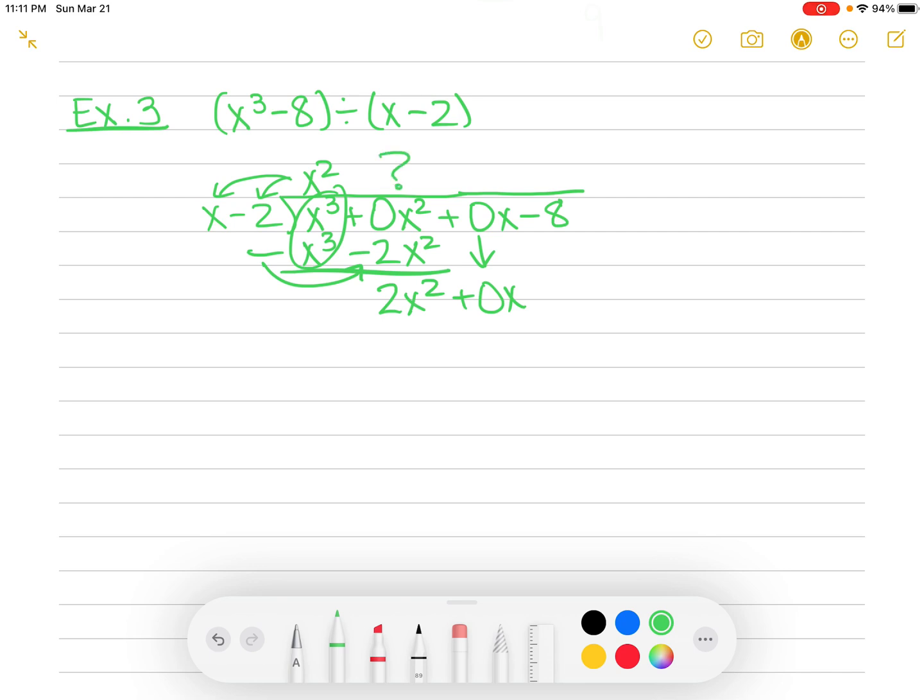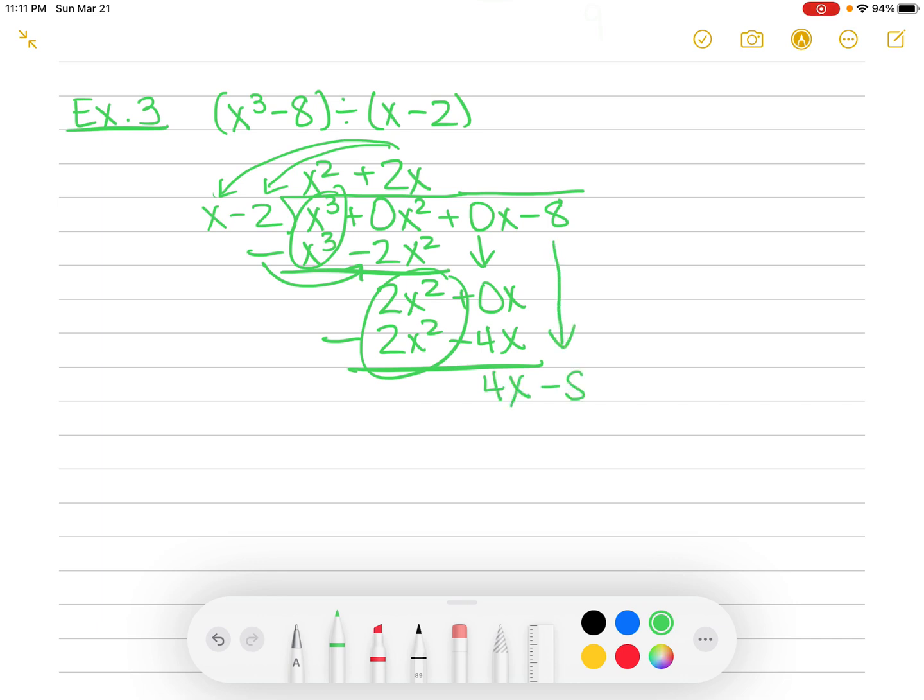So now I say what goes here, and that is going to be a 2x, because when I multiply 2x times x, that gives me 2x squared. And then I do the next one, which is minus 4x. Now I can subtract, and this becomes 0. If you have any number underneath this first part, it means you did not do it right, so go back and fix it. This is going to be 4x when I subtract. I bring down the minus 8.